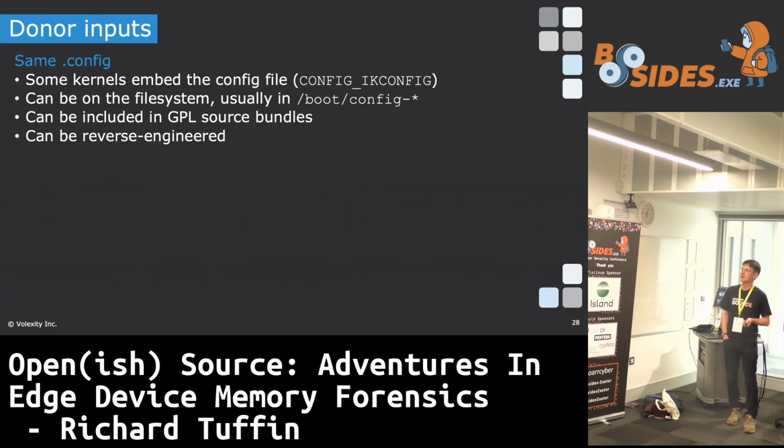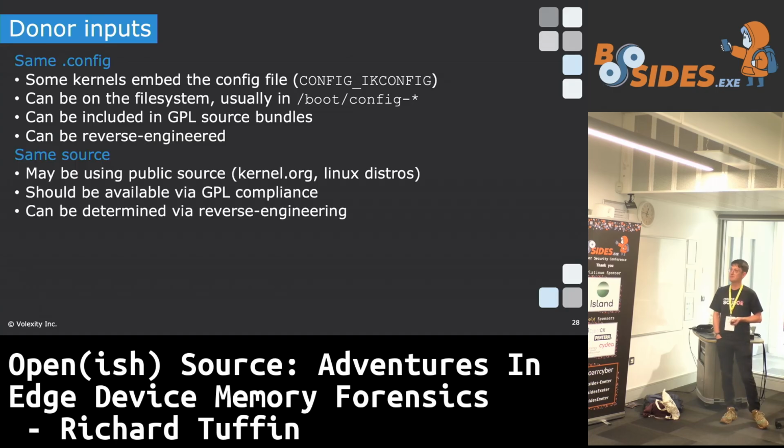So what do we need for input? We need a config. A lot of kernels embed that in the actual kernel itself. You can often find them on the file system. I'm not sure why vendors do that, but they often do. If you ask the vendor for their GPL source, they'll often include the config. You can reverse engineer the config out. I'll talk more about that at the end if we've got time.